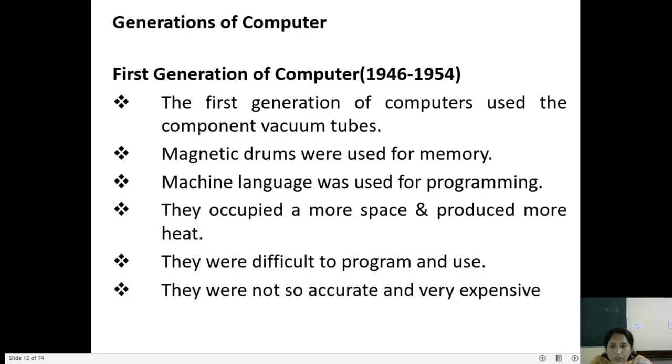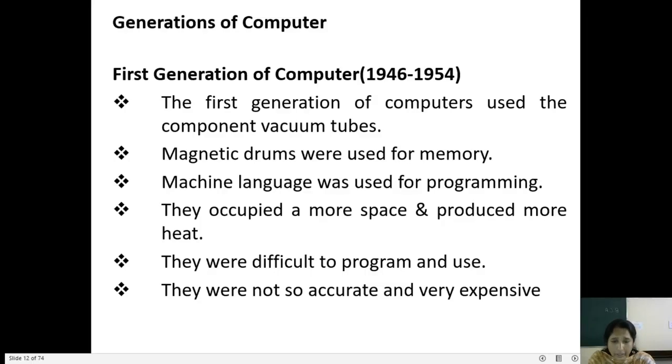So when you come to the generations, as we have got a brief idea about the history of computers, it has been divided into generations of computers. The concept started in the 1980s itself, and it was updated and successfully implemented from 1946 to 1954. In the first generation of computers, as I told you, Mark 1 is the first computer, introduced by the IBM company.